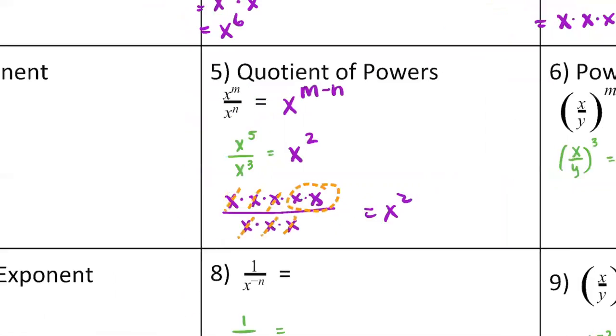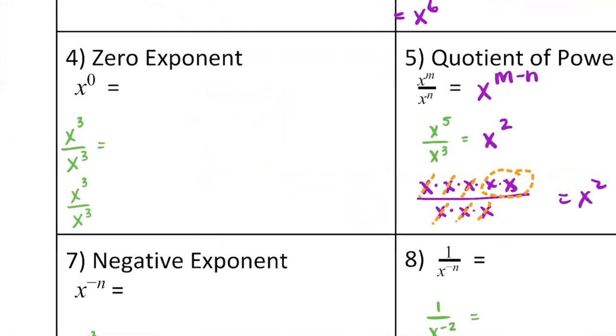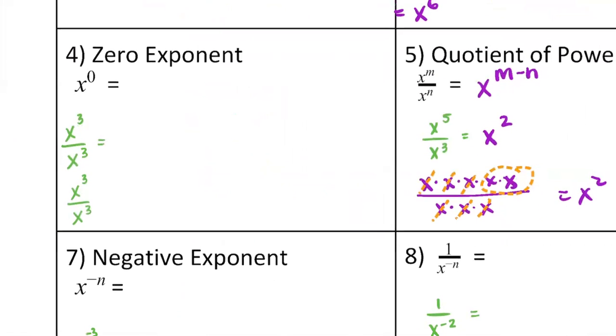All right, so using that property, I will show why this one works. The property is, if you have x to the 0, any number or variable to the 0 would be equal to 1. So using this idea here, if I subtract these exponents, the bases are the same, I would have x to the 0, 3 minus 3.